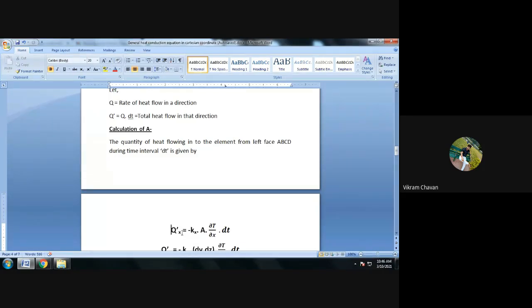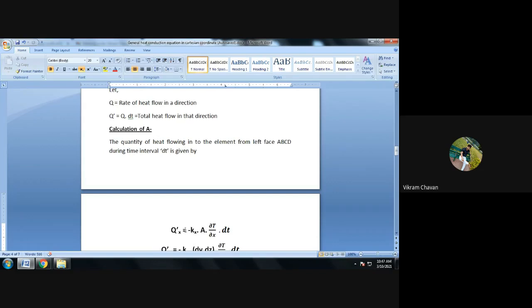So q dash suffix x is equal to q multiplied by dt. You can write down q suffix x multiplied by dt. So q suffix x is the rate of heat flow in x direction.